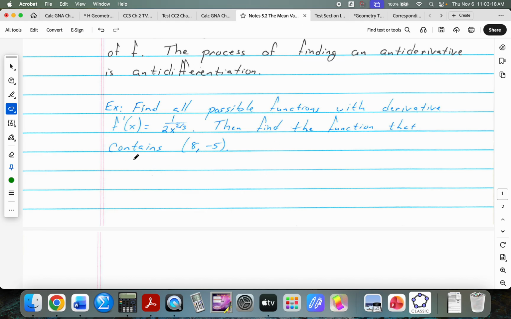I'm going to rewrite the derivative. I really don't like it in that form. I would rewrite it as f prime of x is equal to 1/2 x to what power? Yeah, the -2/3 power. So now let's find the general antiderivative.